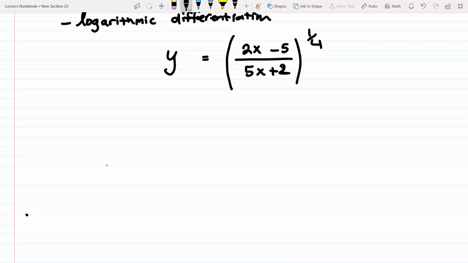The first rule of logarithmic differentiation is to take the ln of both sides. So on the left side, it's going to be ln of y. And on the right side, before I take the ln, I'm going to use my log rule. This is all raised to the 1/4, so it's going to be 1/4 ln of the numerator, which is 2x minus 5.